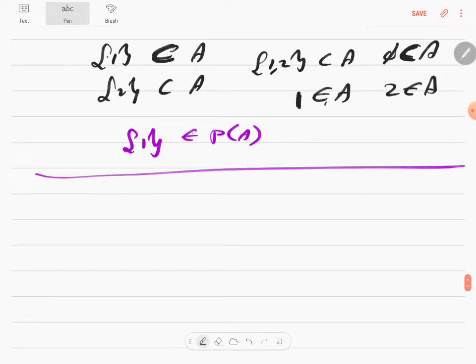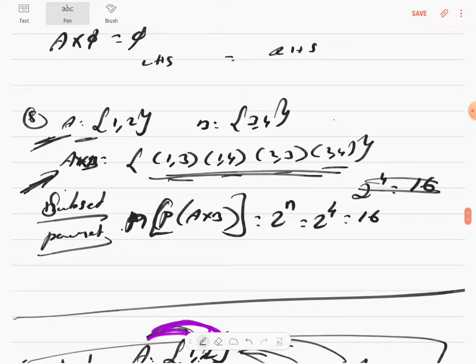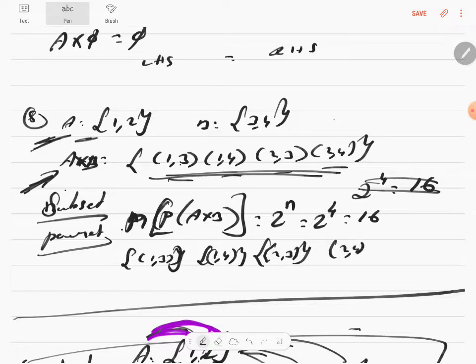So coming back to the next sum. They are asking you to list the subsets. Oh, I forgot to list it, right? So how will you list it? You will list {1, 3} in a double bracket, then {1, 4}, then {2, 3}, and then {2, 4}.